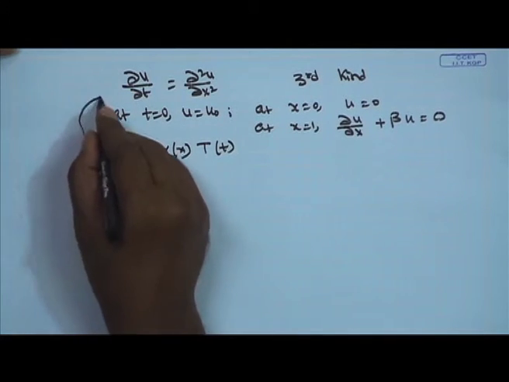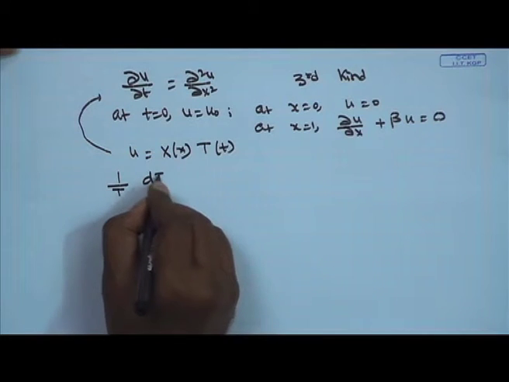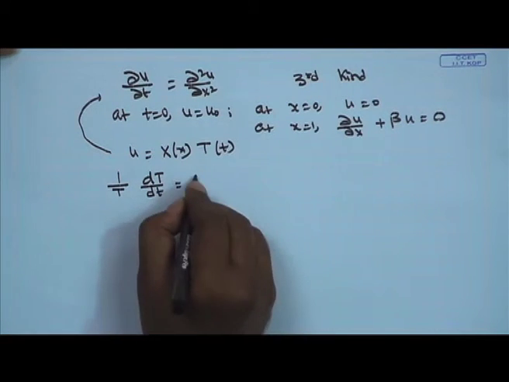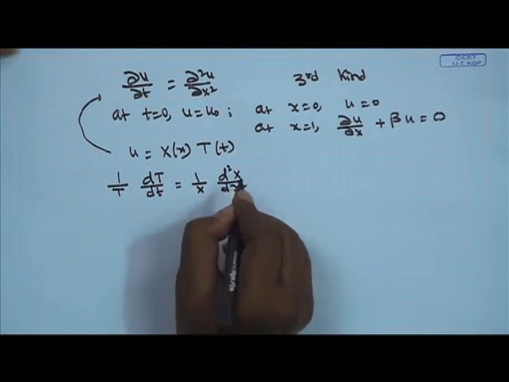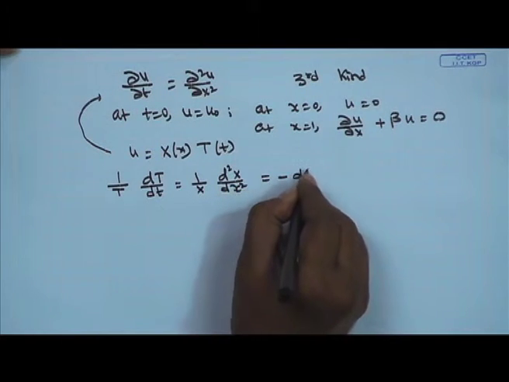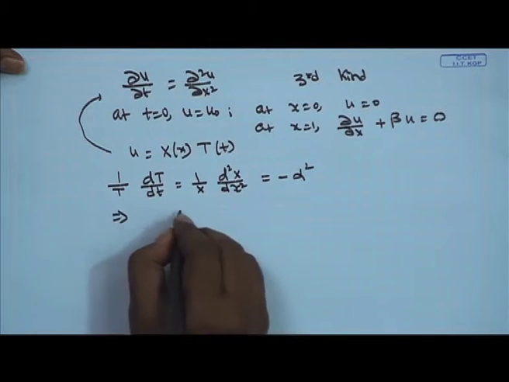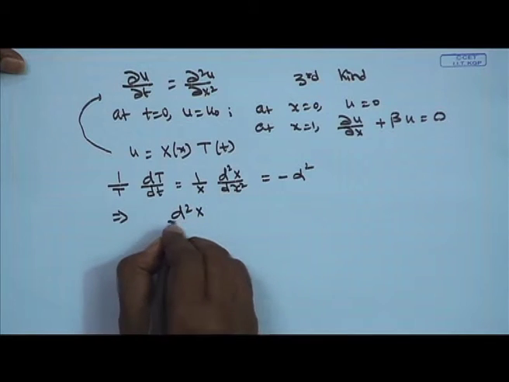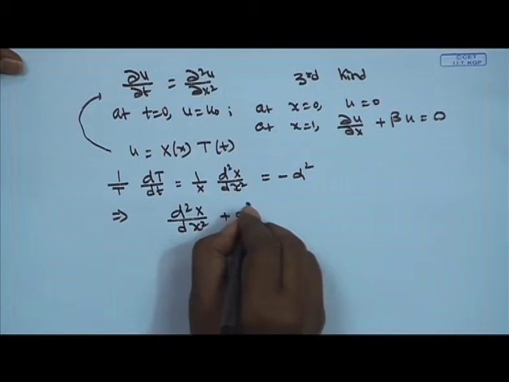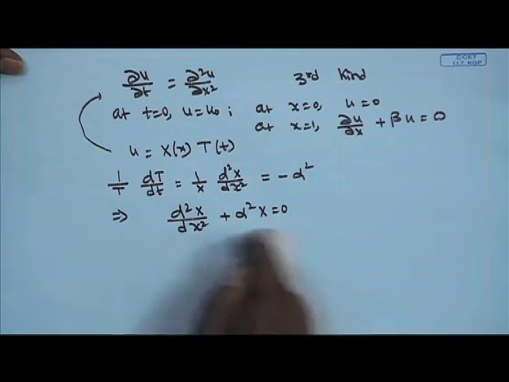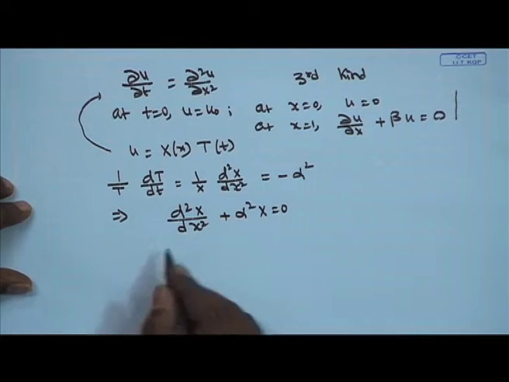After putting these in the governing equation and by separating variables, one will have (1/T) dT/dt equal to (1/X) d²X/dx². Again this will be equal to minus alpha squared, and we will have the eigenvalue problem in the spatial direction, in the x direction, as d²X/dx² plus alpha squared X equals 0, and the boundary conditions of the spatially varying part will satisfy the boundary conditions of the original problem.